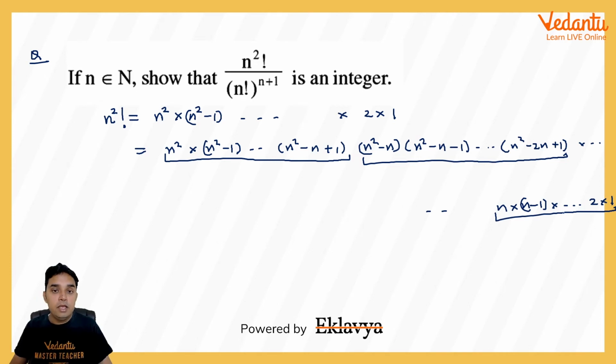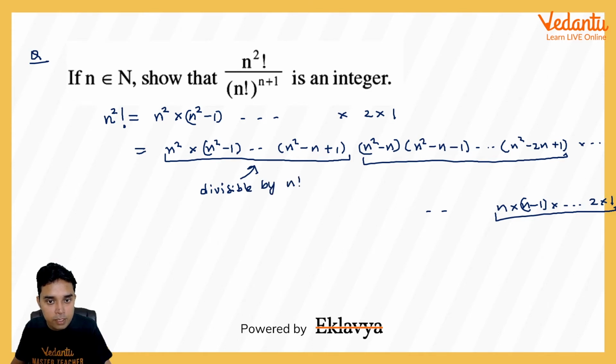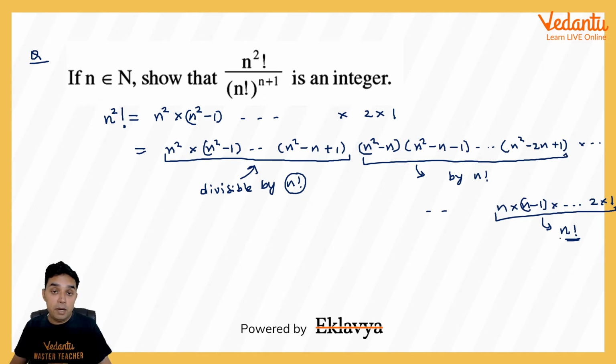If you remember, we did such a question in which we proved that any n consecutive numbers are divisible by n factorial. So this will be divisible by n factorial, yes or no? This will also be divisible by n factorial, and similarly this will also be divisible by n factorial. But what we have to prove? We have to prove that this is divisible by n factorial power n plus 1.